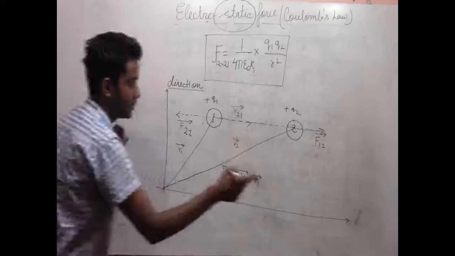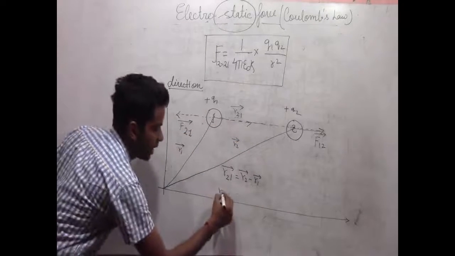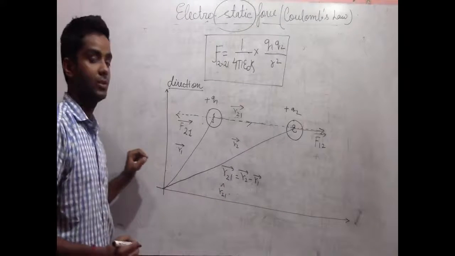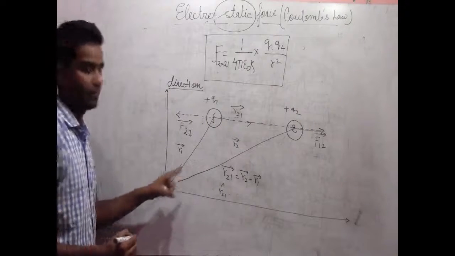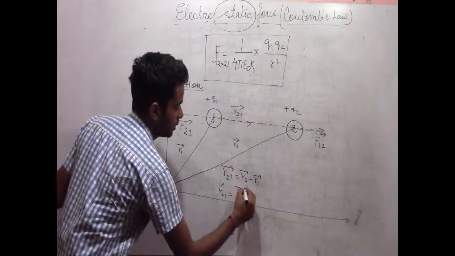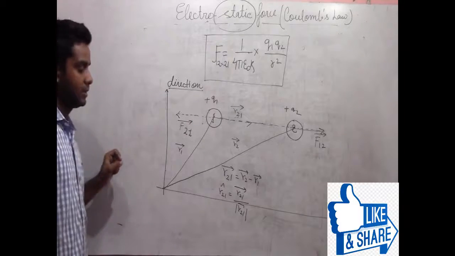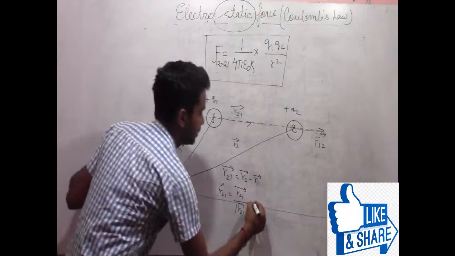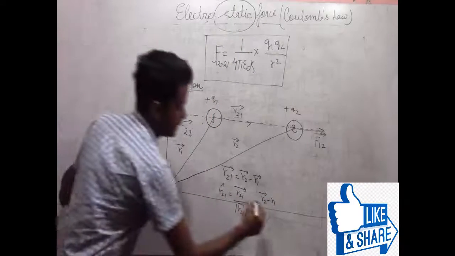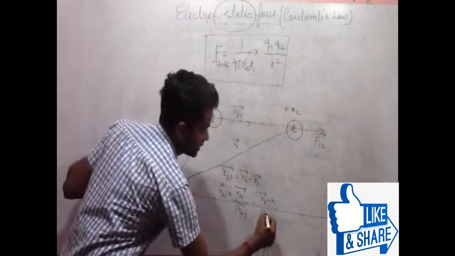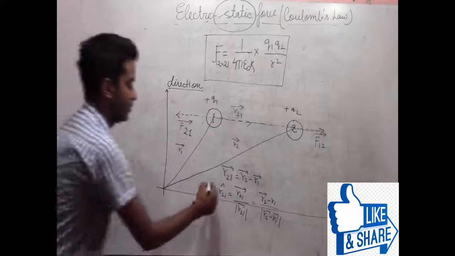And if I ask what is the direction of vector r21, then you have to calculate the unit vector. What is your unit vector? r21 cap is vector r21 upon the mod of vector r21. In the vector concept, you know it very well. What is vector r21? This is r2 minus r1, divided by the magnitude of vector r2 minus vector r1. We know the direction of this vector.